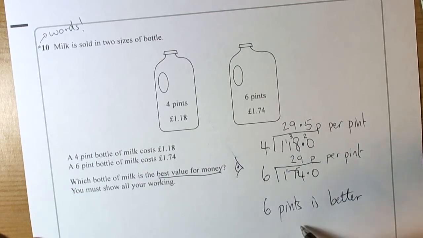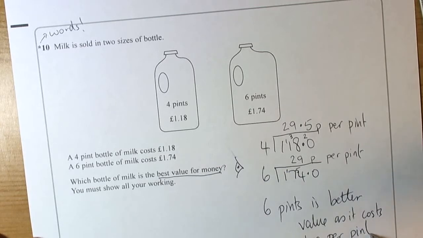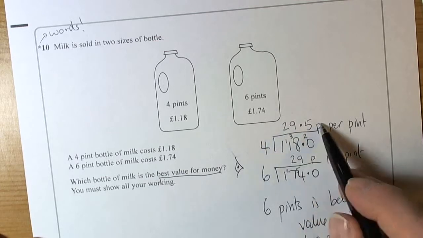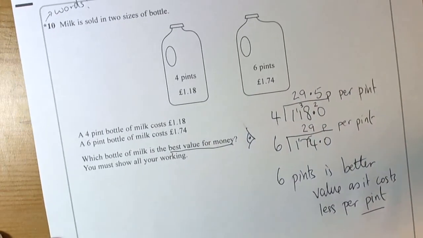is better value as it costs less per pint. 29p is less than 29.5p. So that's one way of doing that question.